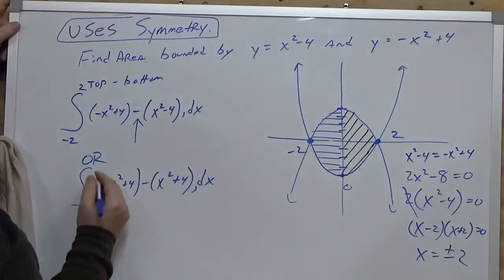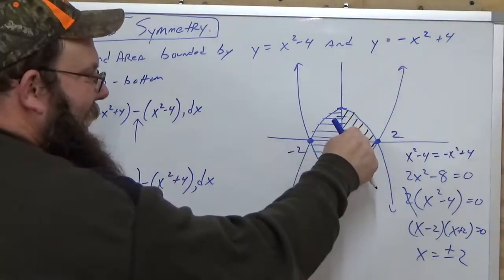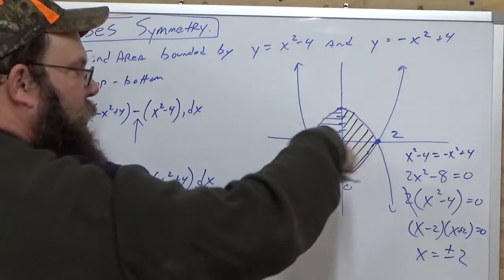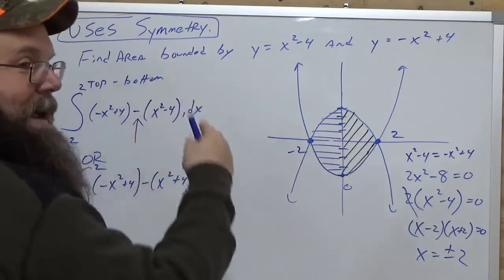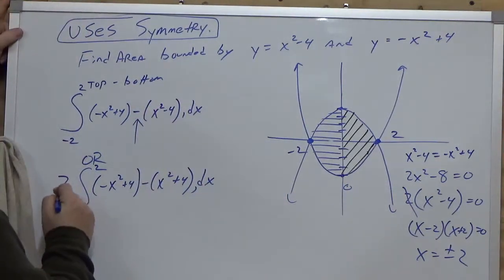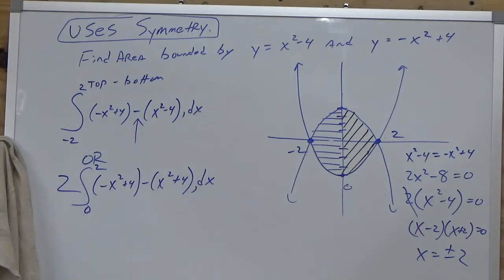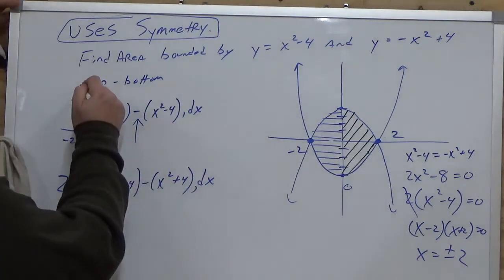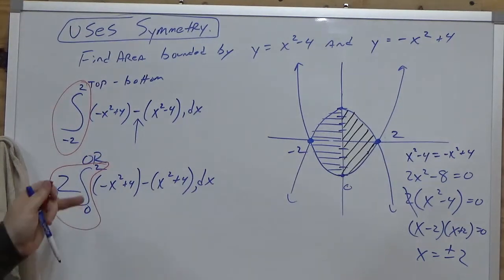Now if we're going to go from 0 to 2, what do we have to do to that region to get the whole thing? Well, because it's symmetrical, all we have to do is double it. So we can put a 2 in front. So what's different here? The only thing that's different between these two methods using symmetry is this and right here. We're doubling this area.